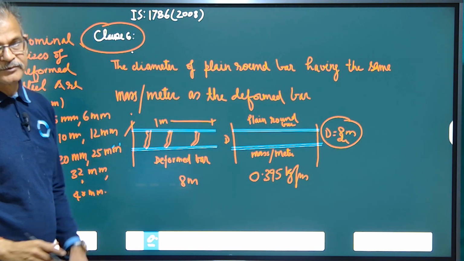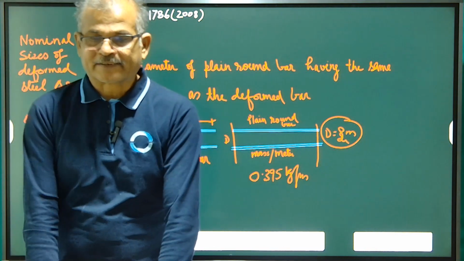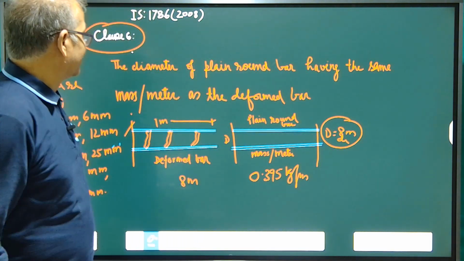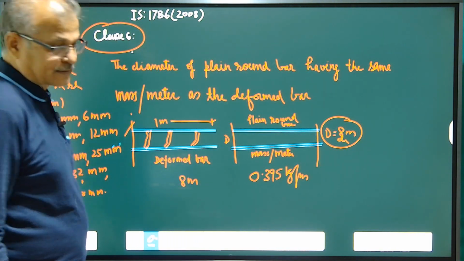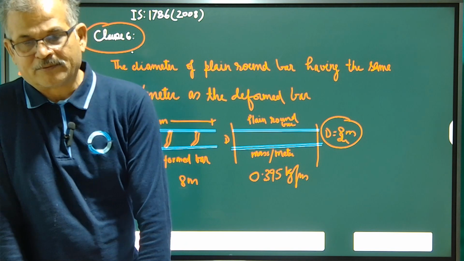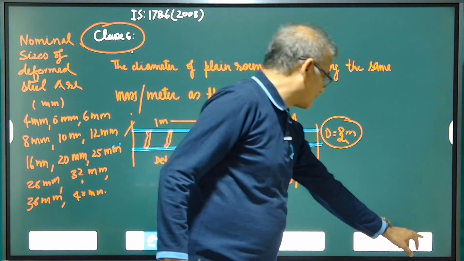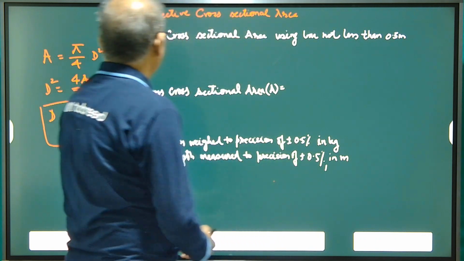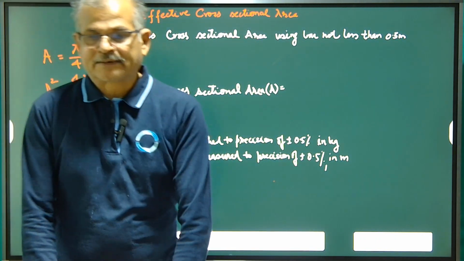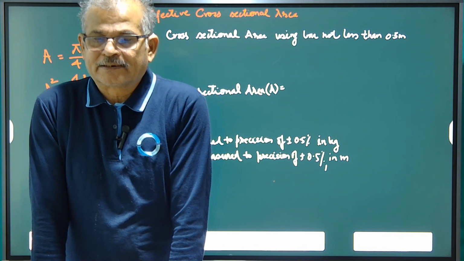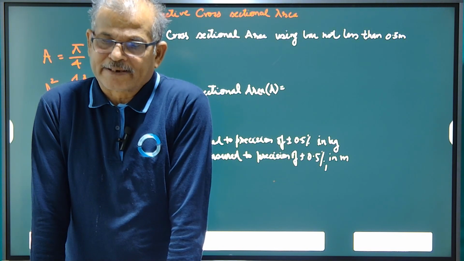These sizes are produced by producers. If any special size is required, a special order is to be given by the purchaser. So all these are the nominal sizes available in the market for use in field construction. Now I said that since we cannot measure the exact deformed bar diameter, it is measured by the indirect method.